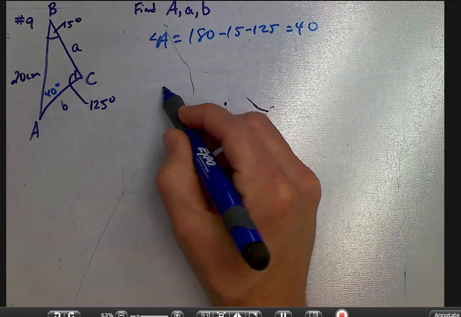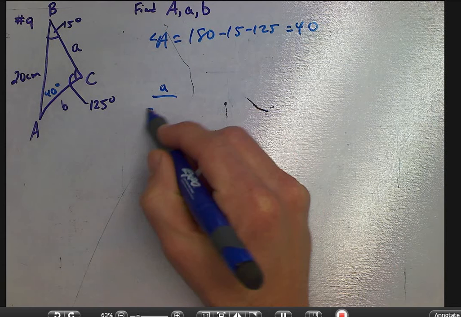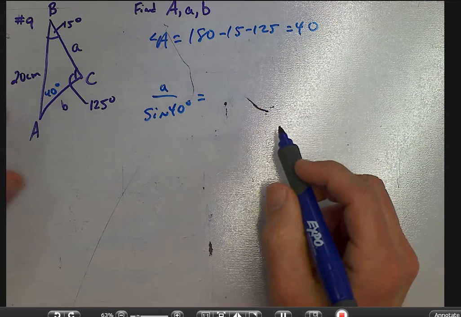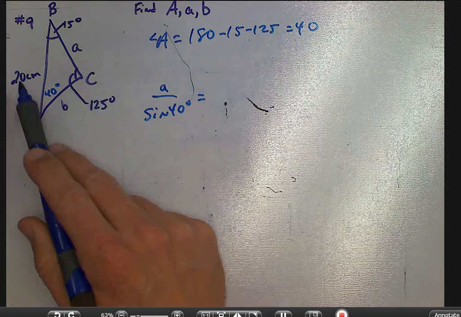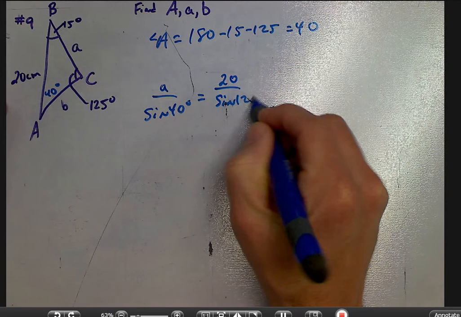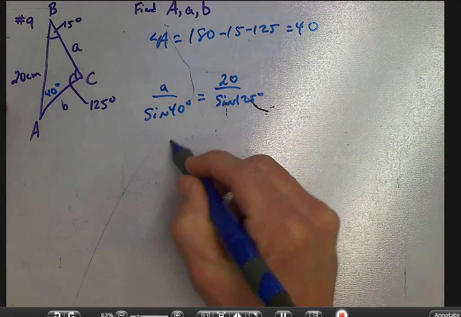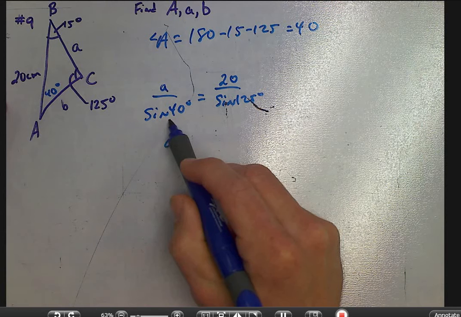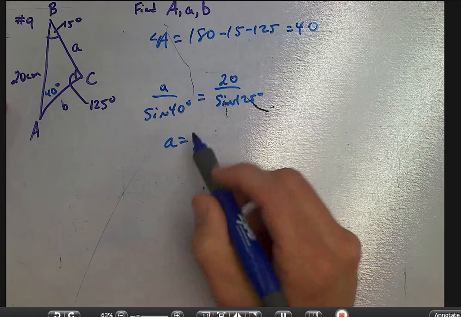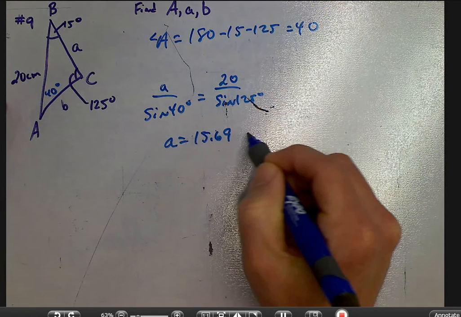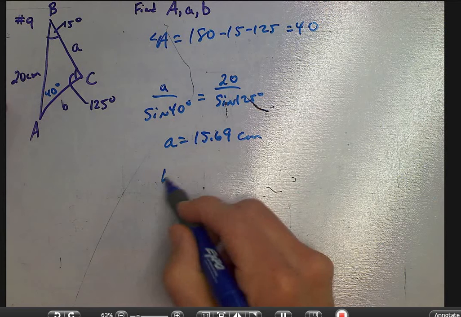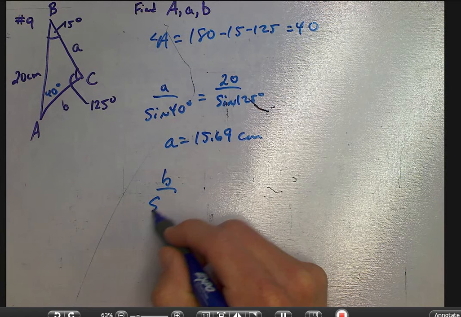Side A divided by the sine of 40 degrees is going to be equal to, this time I'm given angle C and side C, so put side C on top of the sine of 125 degrees. Therefore, if you take 20 times the sine of 40 divided by the sine of 125, you get A to be about 15.69 centimeters. And then for side B over angle B, which is sine of 15 degrees.